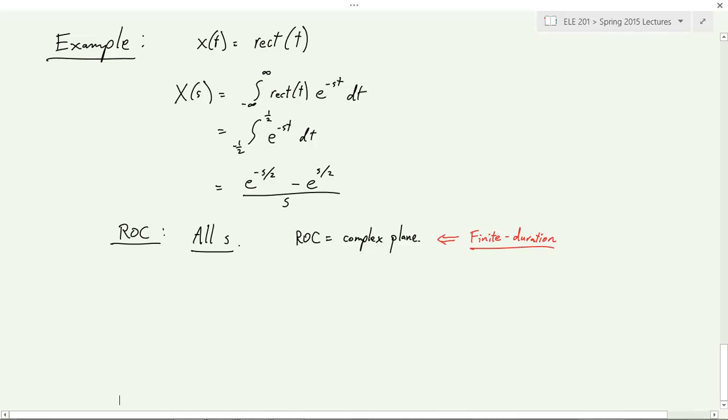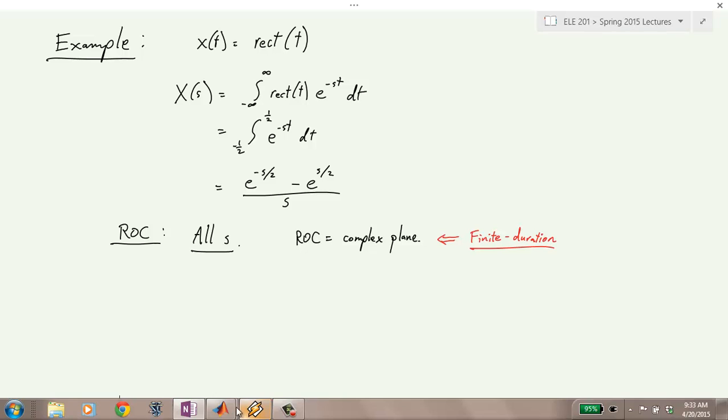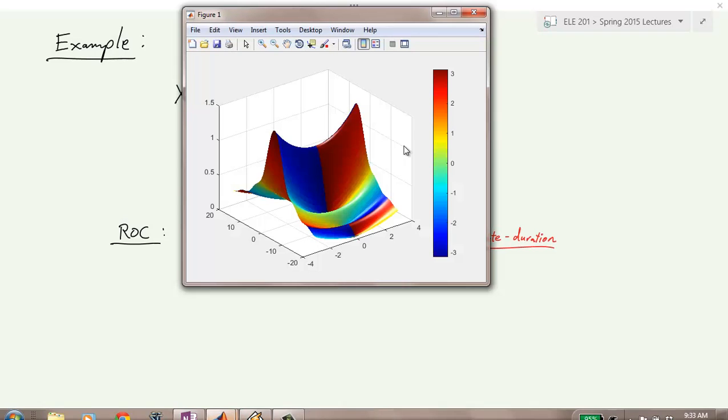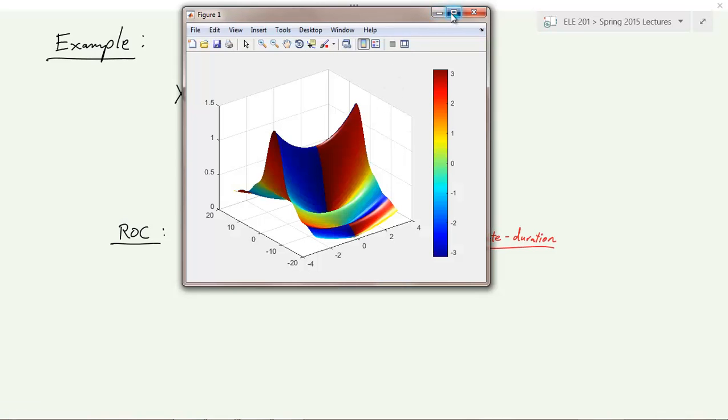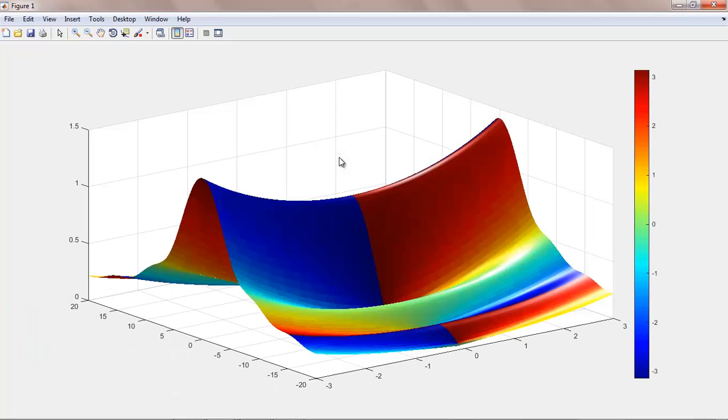So I actually have a plot of this. Let's look at what this Laplace transform is. In MATLAB, I just plotted this function. Okay, so here it is. Let me rotate it.